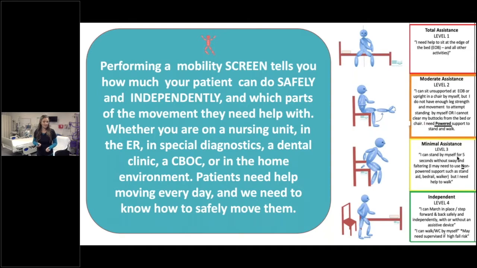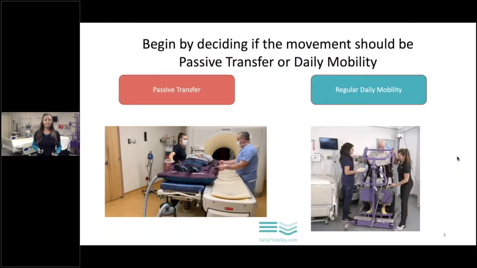A level 4 patient, an independent patient, is somebody that you feel confident saying, yes, you can go to the bathroom by yourself. Yes, if you need to get up and get into the chair, you can do so by yourself. So we're going to explore this a little bit more.